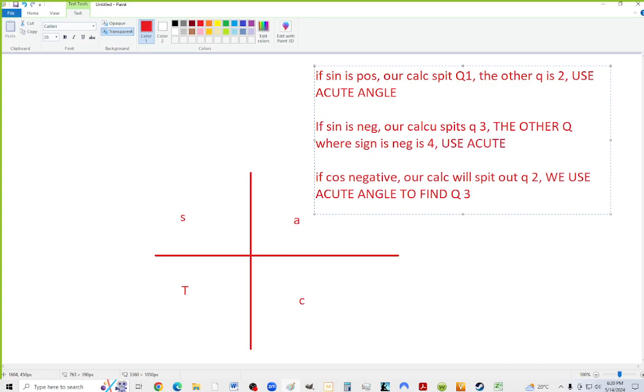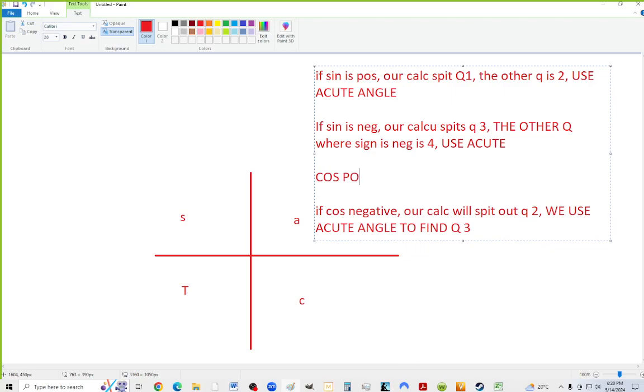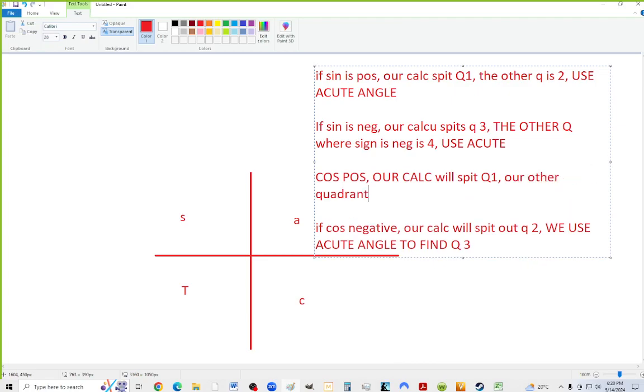Okay. Now finally, I didn't do cos is positive, which is weird. So if cos is positive, which quadrant will it first be positive in? Quadrant 1. We'll spit out quadrant 1. Where else is cos positive? Quadrant 4, so we have to use the acute angle to find that one.